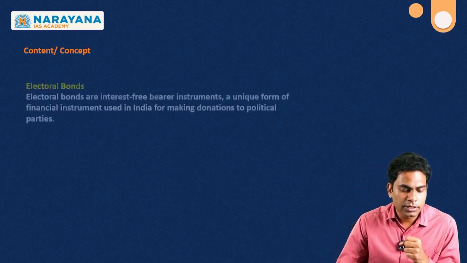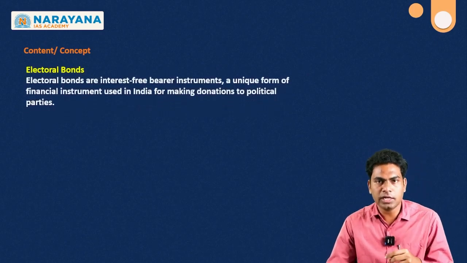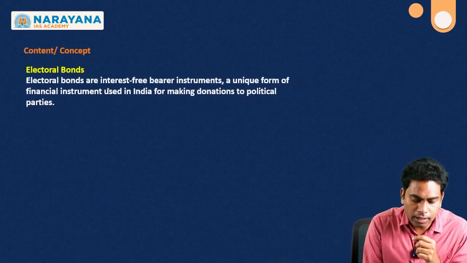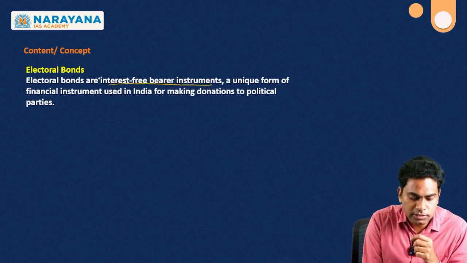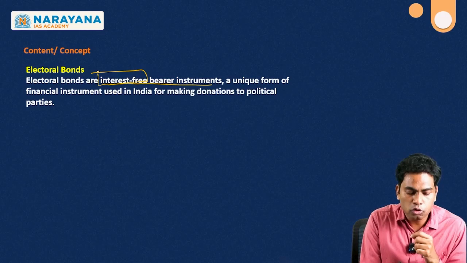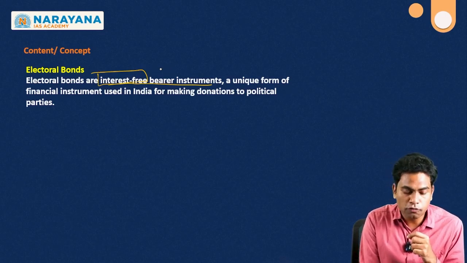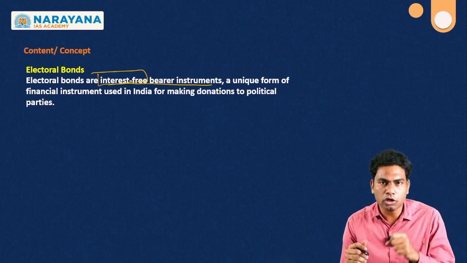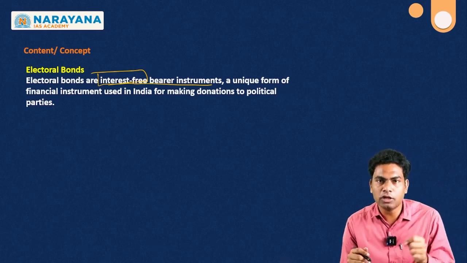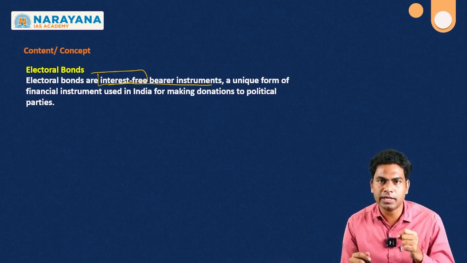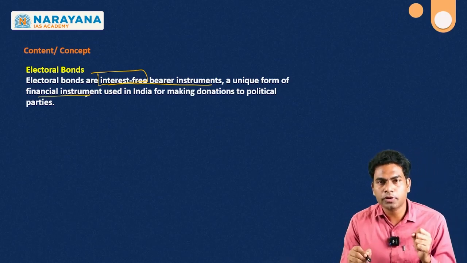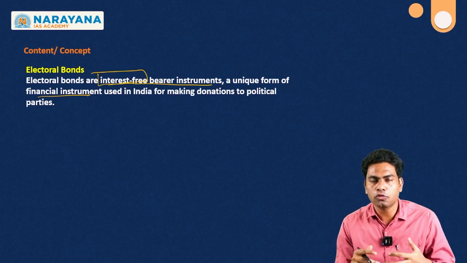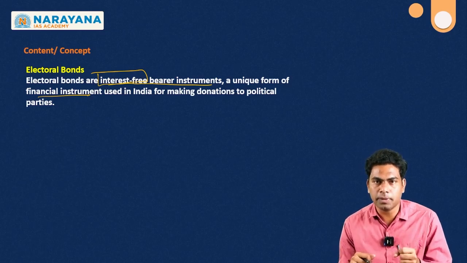Next are the concepts. Firstly, what are electoral bonds? An electoral bond is an interest-free bearer instrument. As the name itself suggests, it is interest-free. Even though you might buy electoral bonds, they will not fetch any interest. Its value depends upon the value of the electoral bonds. We will see the value of the electoral bonds as we go along in this slide as well. It is a unique form of financial instrument, through which you could donate money to the political parties.